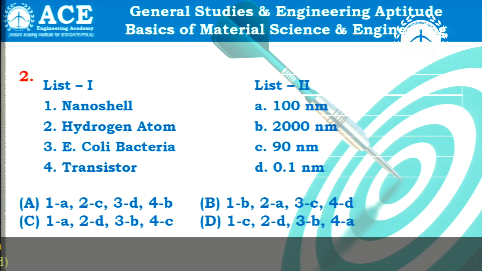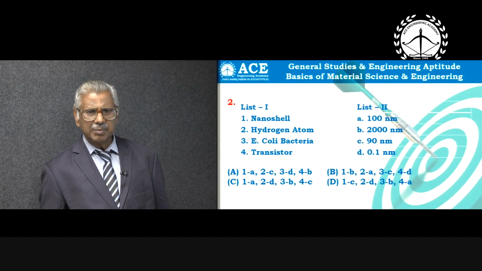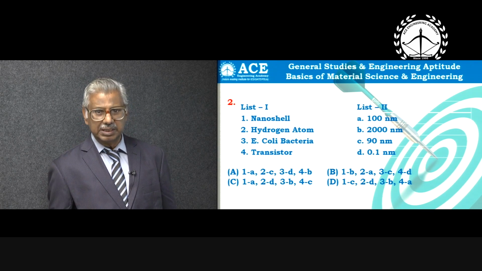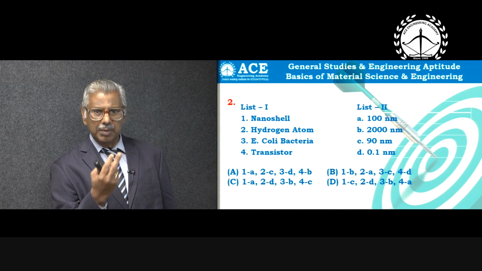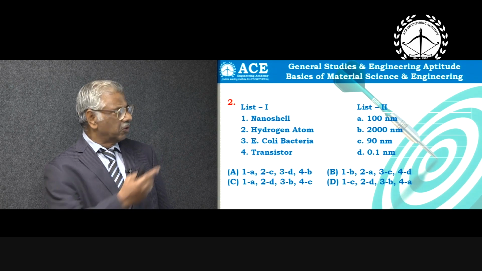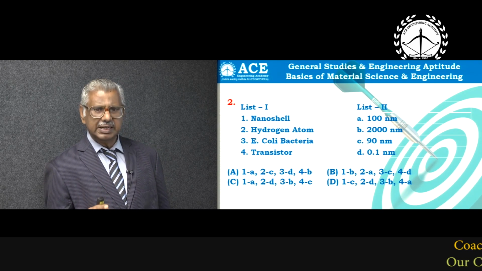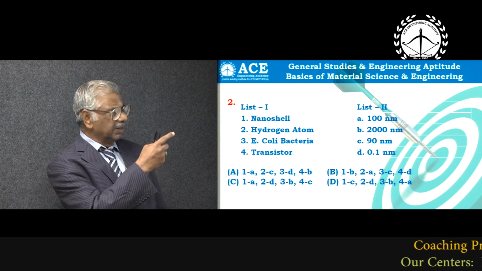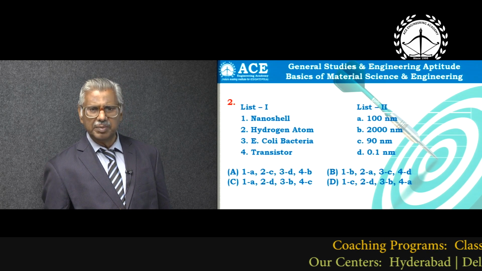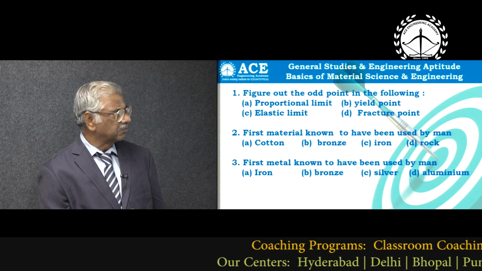How exactly do they match? Remember, a nano shell is almost 100 nanometers in size, as I told you. A hydrogen atom is an angstrom unit; 0.1 nanometer is nothing but 1 angstrom. So the atom corresponds to D. E. coli bacteria is typically 2 micrometers in size, which is nothing but 2000 nanometers. Transistors are formed at around 90 nanometers. So you find C being the answer in these cases.